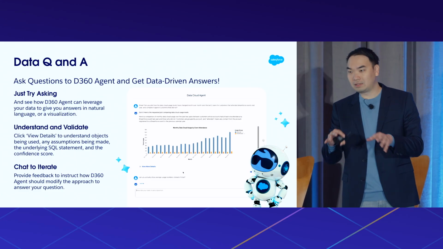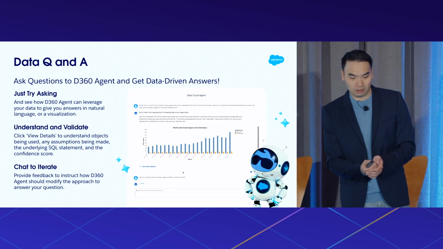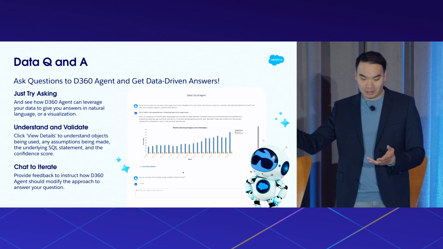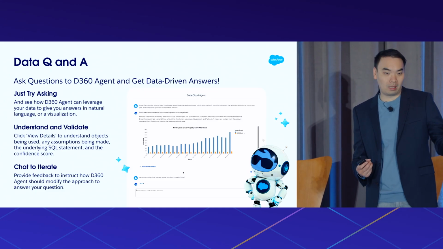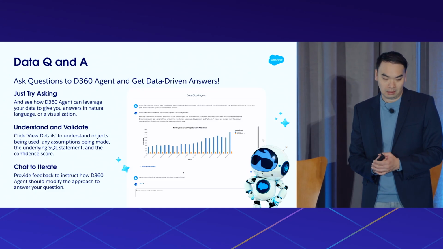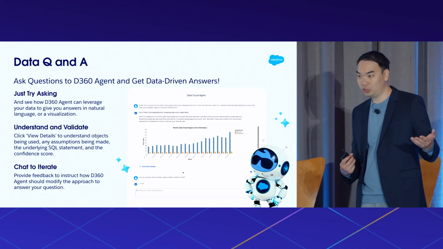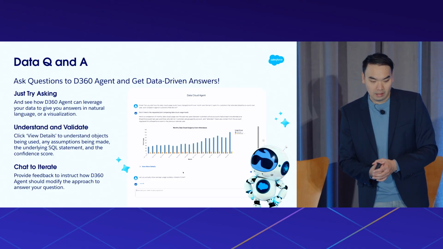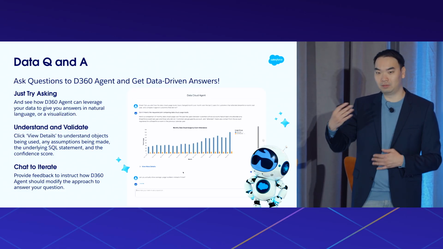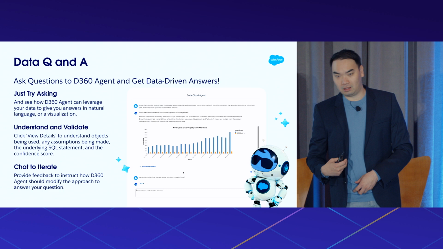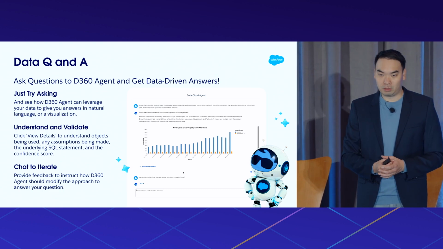Now you can say, okay, I asked a question and you gave me some answer. How do I know I can trust this information, right? So not only will we give you the visualization, you can click View Details to look into exactly what objects were used to get to that answer, the assumptions that it made, the underlying SQL statement that actually generated the answer. And of course, a confidence score, like how confident is our agent with the response it gives you about, say, my prospecting score or propensity to buy, or how to analyze my region performance.